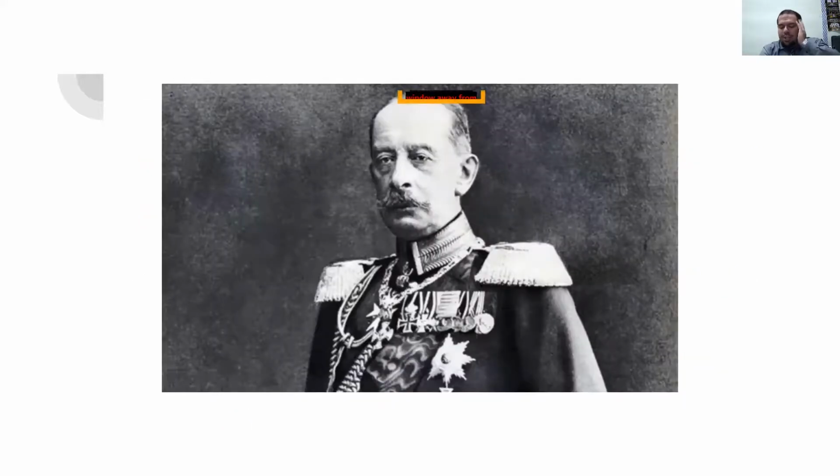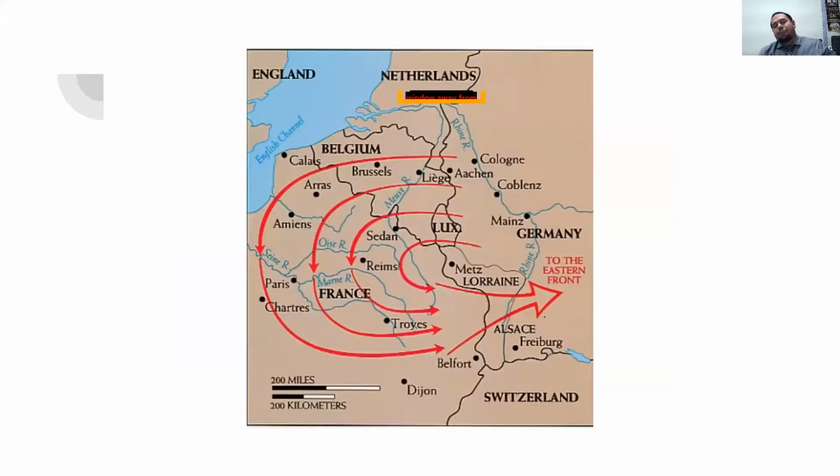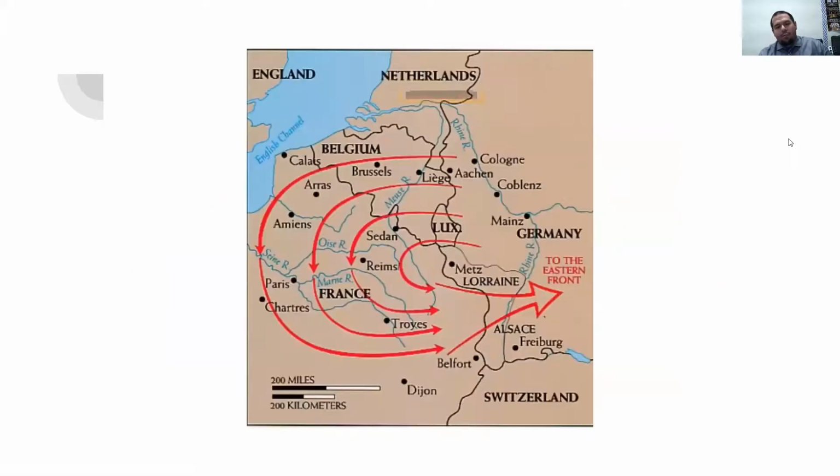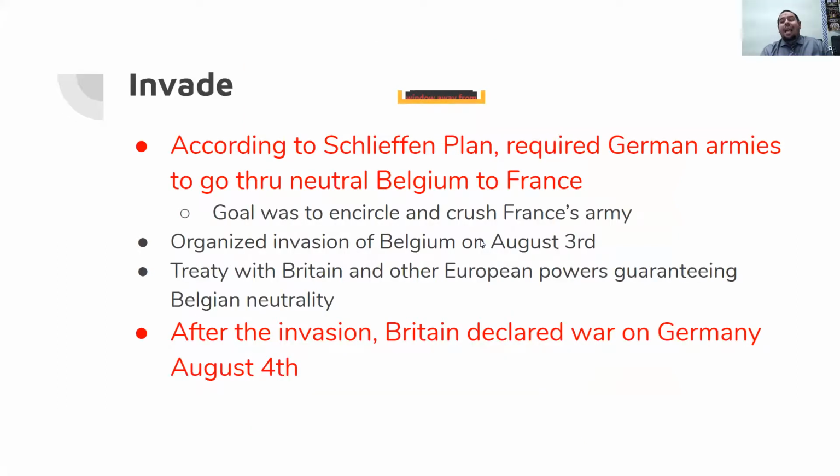Look at all those general stars. This is the Schlieffen Plan. They would attack from here to the west, swoop in, take over Paris, and then get out. So, according to the Schlieffen Plan, it required German armies to go through neutral Belgium to France. Hello, neutral Belgium. And their goal was, of course, to encircle and crush the French army.